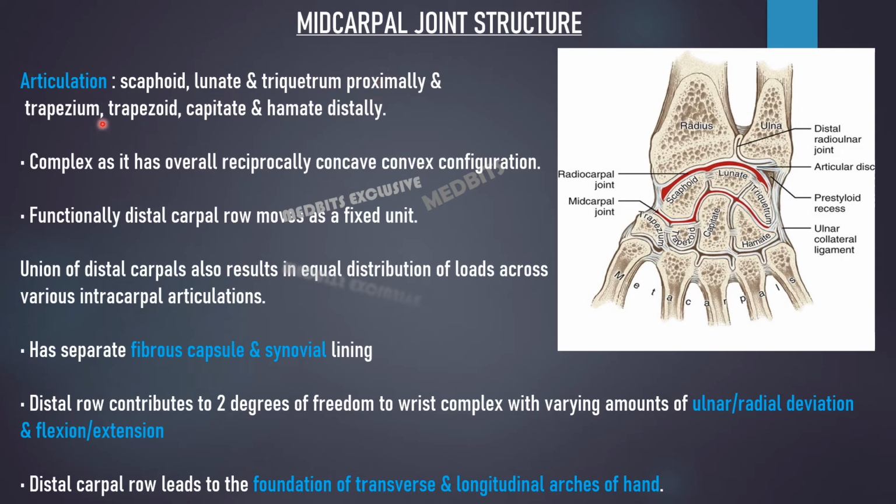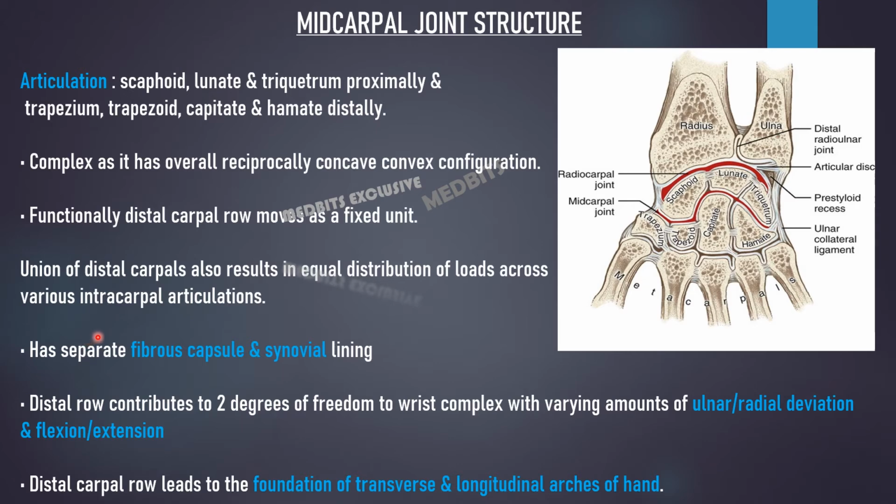Midcarpal joint structure. Articulation: scaphoid, lunate and triquetrum proximally, and trapezium, trapezoid, capitate and hamate distally. Complex, as it has an overall reciprocally concave and convex configuration. Functionally, the distal carpal row moves as a fixed unit. Union of the distal carpals also results in equal distribution of loads across the various intracarpal articulations.